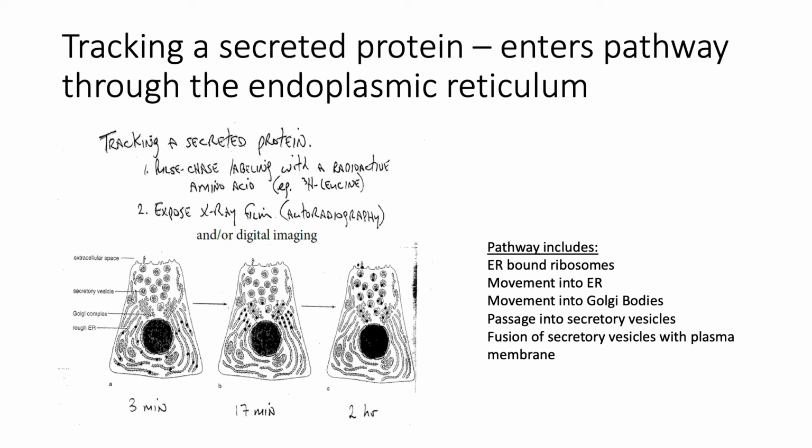So the conclusion from this experiment is the pathway of proteins that are secreted. I have that written on the right-hand side. It starts out with ER-bound membranes, then you have movement into the ER, then you have movement into the Golgi bodies, then you get the passage of the proteins into the secretory vesicles, and then you get fusion of the secretory vesicles with the plasma membrane that then allows all the contents out. That's secretion.